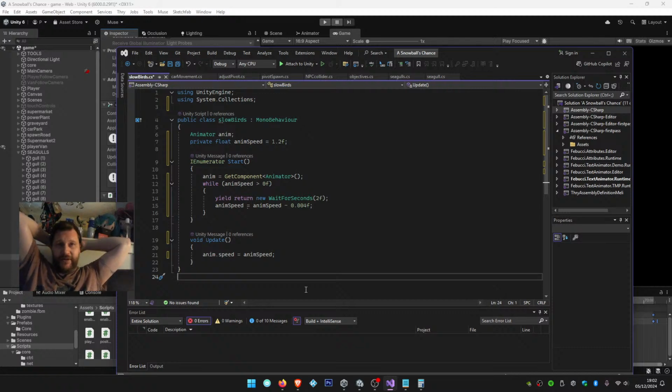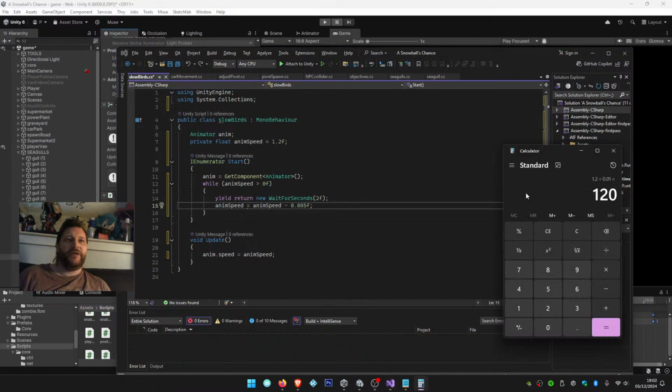Wait, it's every 1 second though, isn't it? It's every 2 seconds. So yeah, that's true actually. Let's go back. See, it's every 2 seconds we're applying it. So it would take 120 iterations, which sounds like 2 minutes. But it's every 2 seconds, so it's actually 4 minutes. But still, 0.005, so that would be times 2. That would be 240 iterations times 2 again. Would take 480 seconds, which is 8 minutes.